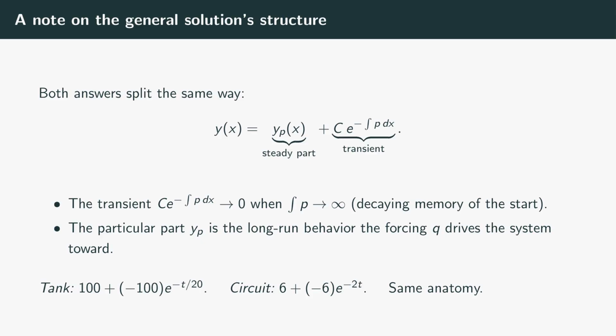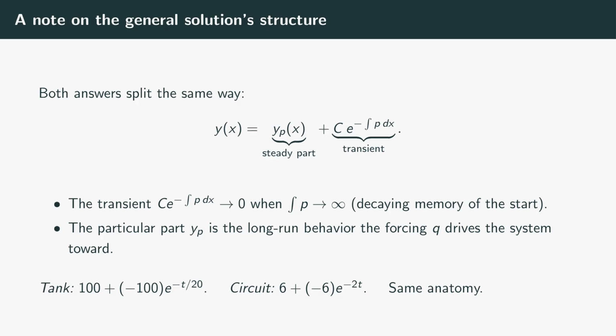Step back and notice the shared anatomy of both solutions. The general solution always splits into 2 pieces. One piece is a particular solution, the steady part set by the forcing function Q. The other piece is C times e to the minus integral of P, the transient. The transient decays to 0 whenever the integral of P grows without bound, which is the system forgetting its starting condition.